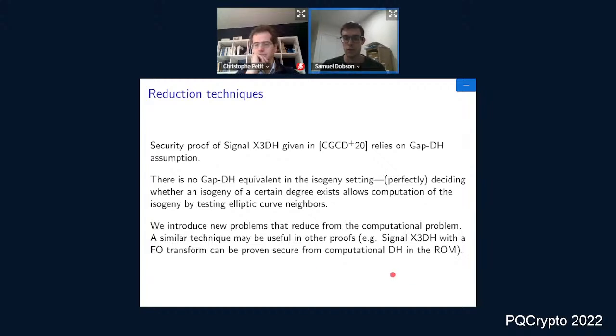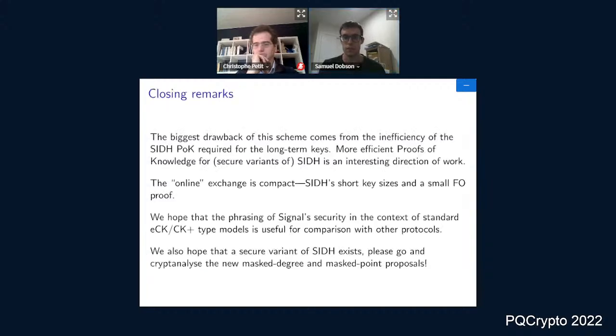And you could do a similar thing with the original Signal X3DH protocol as well if you just added this FO transform. So that's independent of SIDH as well. So, just to conclude, obviously the biggest drawback of our scheme is that the proof of knowledge used on the identity keys is probably quite large and inefficient. And these only need to be verified once per contact before any online exchange is done. But it would be interesting and useful if there were more efficient proofs of knowledge for SIDH keys like this.